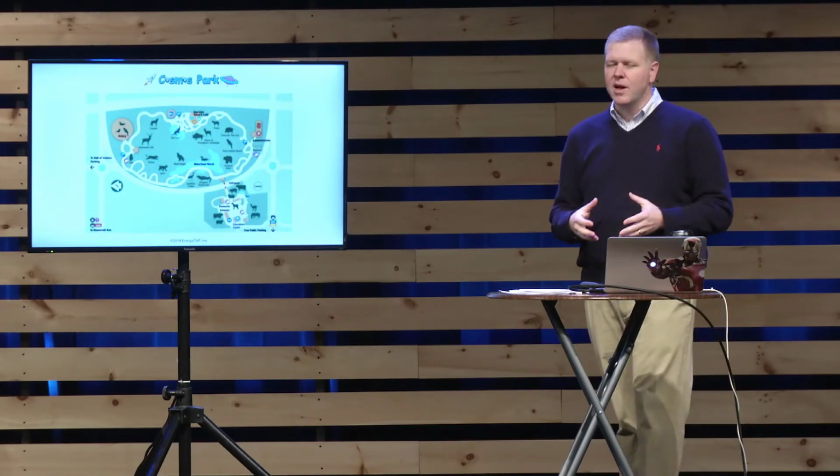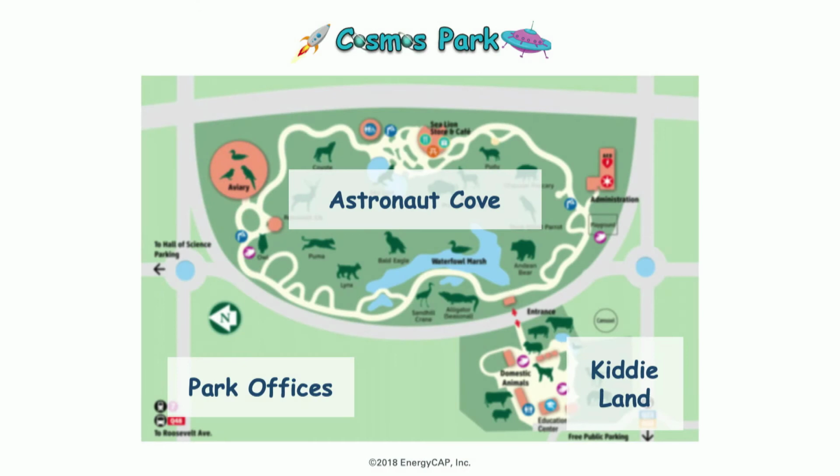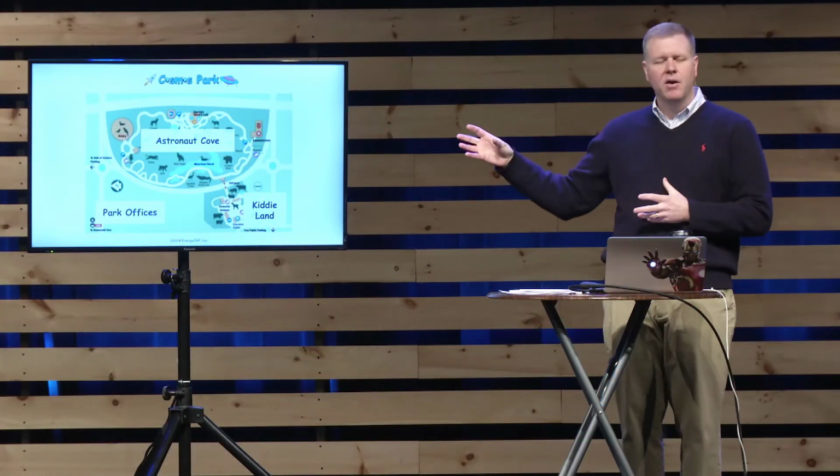Now Cosmos Park is pretty simple. It only has a couple of sections to the park. There's Astronaut's Cove, where we have some rides that are available for our visitors. We have Kiddieland with some smaller rides, but still several rides that are available there. And as you would expect, we also have park offices where we have some of our back office items, like our sales office and our data center and a warehouse. And we're going to use each of these different areas of the park to demonstrate the features of EnergyCAP chargebacks in version 7.